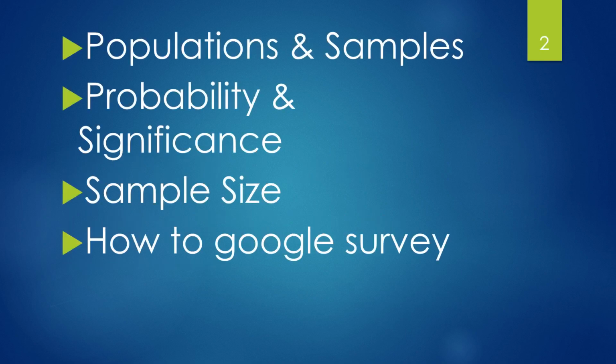The sections in this chapter are first populations and samples, so kind of an overview of what I just mentioned. Next, probability and significance, how we take samples of people and turn that using probability into meaningful statements about most of the world.